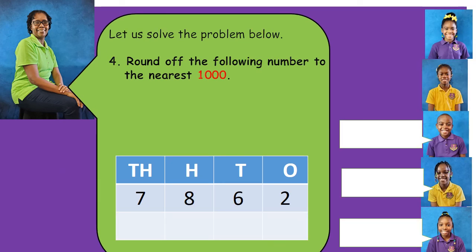So we are rounding this number to the nearest 1,000. 7,862. Remember step 1? Find that place. So because we are rounding off to the nearest 1,000, we are going to find the digit in our thousands place. Step 2, we are going to look to the right. The number that is exactly beside the thousands place. In this case, we are seeing an 8. Are we going to round up or are we going to round down?